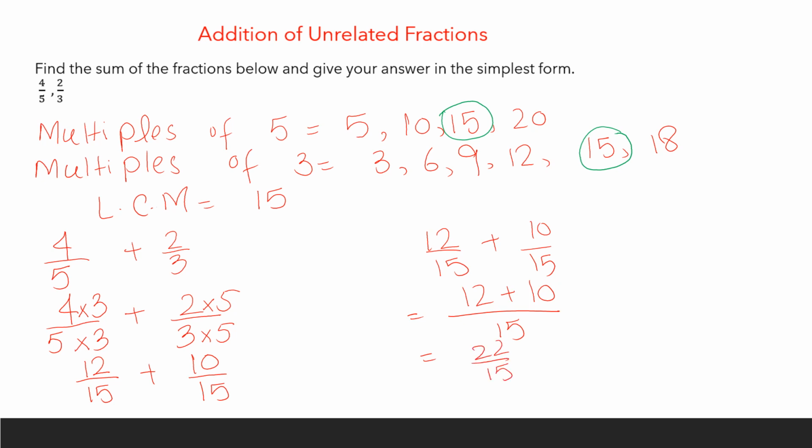Now we need to write it in the simplest form. Since our numerator is greater than the denominator, I'm going to divide it. 15 times 1 is 15, but 15 times 2 is 30, which is greater than 22. So I will go with 15 times 1. So I will be left with 7. So we will get 1 whole 7 by 15 as our answer.